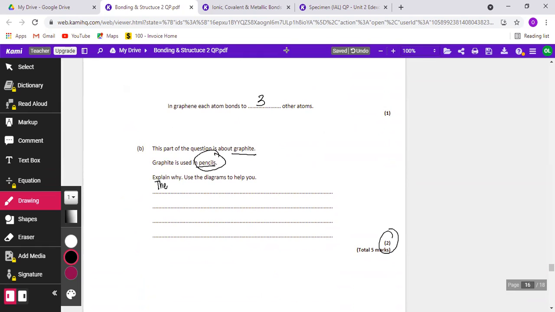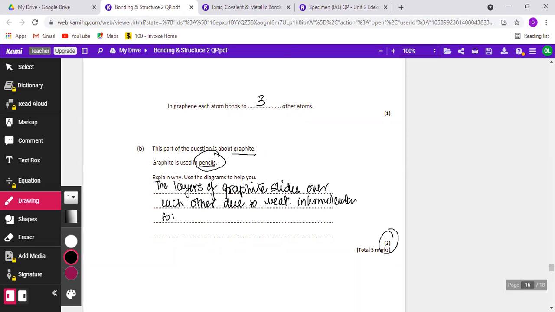The layers of graphite slide over each other due to weak intermolecular forces. So graphite breaks off and graphite is left on paper.